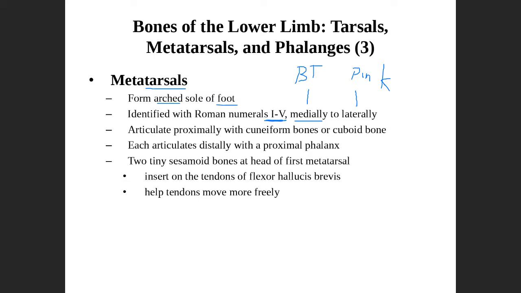They're going to articulate with those cuneiform bones and the cuboid bone. You heard me talk about sesamoid bones. You don't need to be able to identify that, but on that first digit, on the hallux, which is another name for your big toe, we can sometimes see these tiny sesamoid bones, which will be by the head of that first metatarsal. They'll be in the tendons. They'll sit out there in the middle of nowhere.